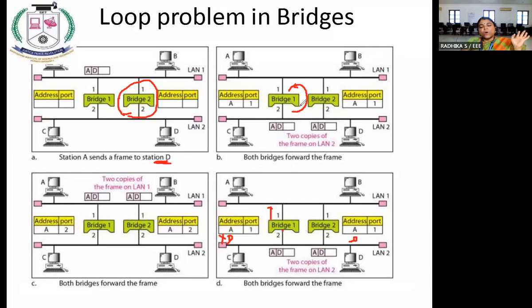So in order to avoid this loop, there should not be any closed path. So using bridges, if you connect the network, you have to see that nowhere is it going to make a closed path. Okay, so that is the solution to avoid the loop problem in bridges. Hope it is understood by you all. Yes, is it clear? Give me some response.